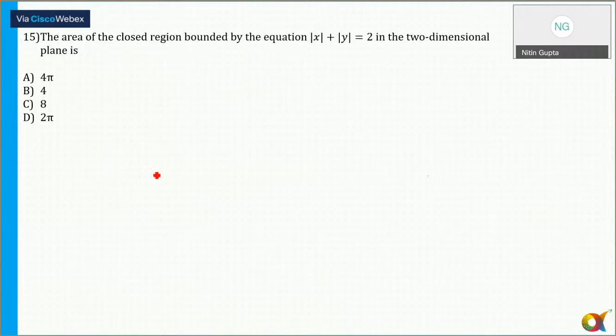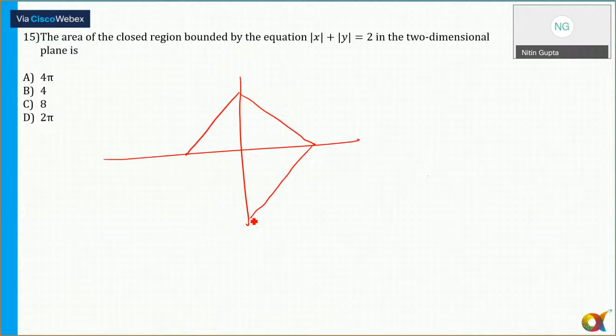Okay, 15. A very, very easy question. The correct answer is option number C. We know the standard graph, mod of x plus mod of y equal to 2. So we'll get a rhombus like this. Yes or no? This is plus 2, this is minus 2, this is plus 2, and this is minus 2. So it's a rhombus, and the diagonals of the rhombus have length 4 and 4. So area is equal to half into 4 into 4, which is equal to 8. So the correct answer is 8. Can I move to the next question now?